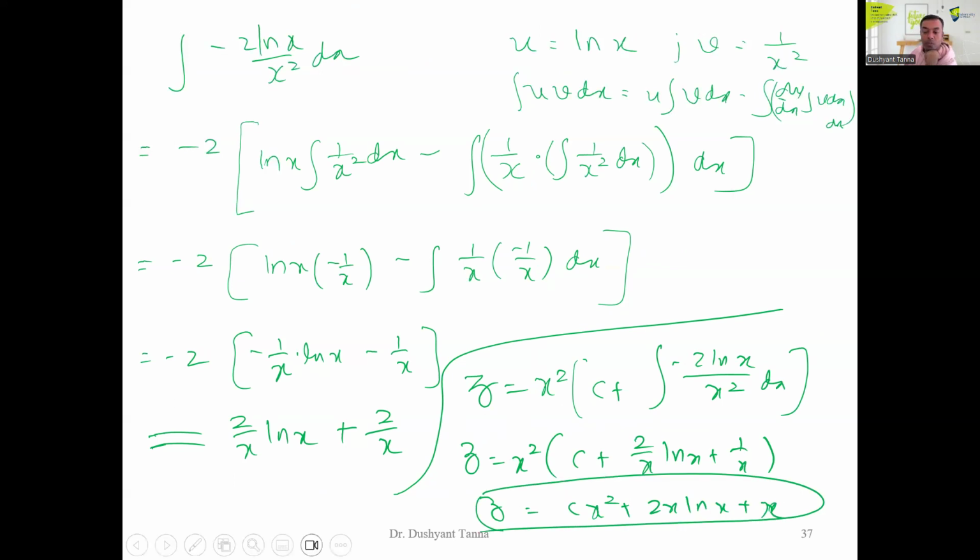Remember, z is a borrowed variable. You have to put it back. So z, I'll go back to the blue. The green was only for that integration part. Z, which was y power negative 2, therefore y power negative 2 is whatever we got. What do we get? Cx squared plus 2x ln x plus x.